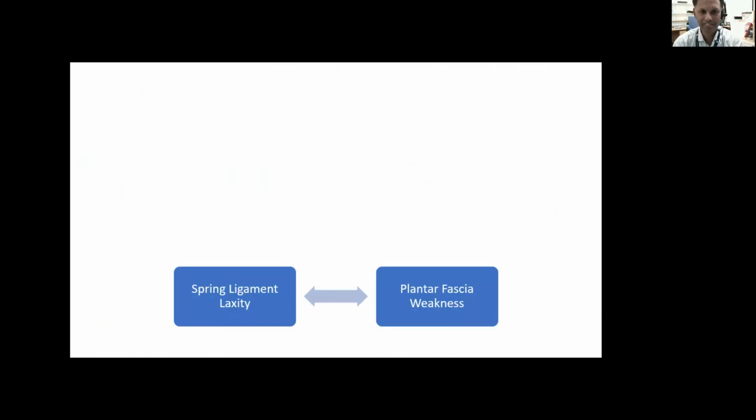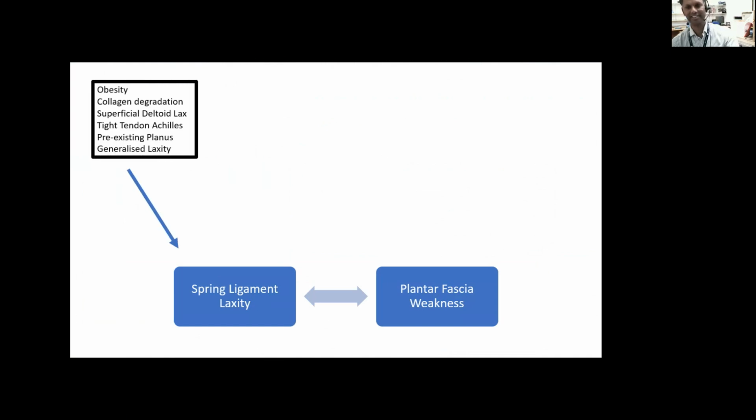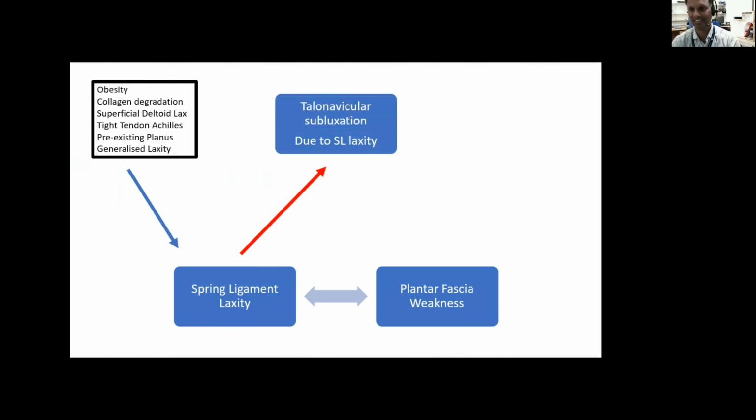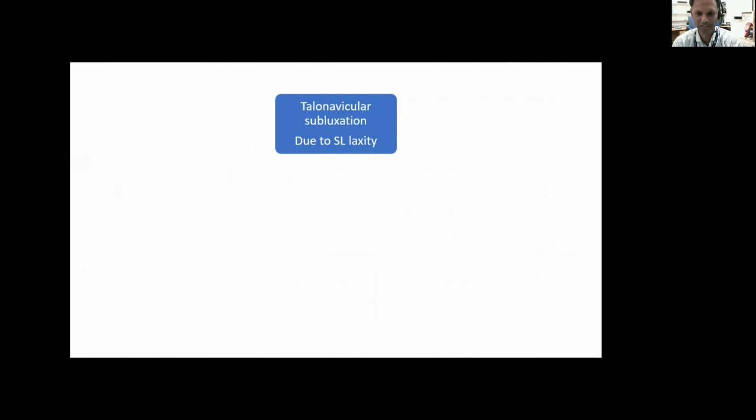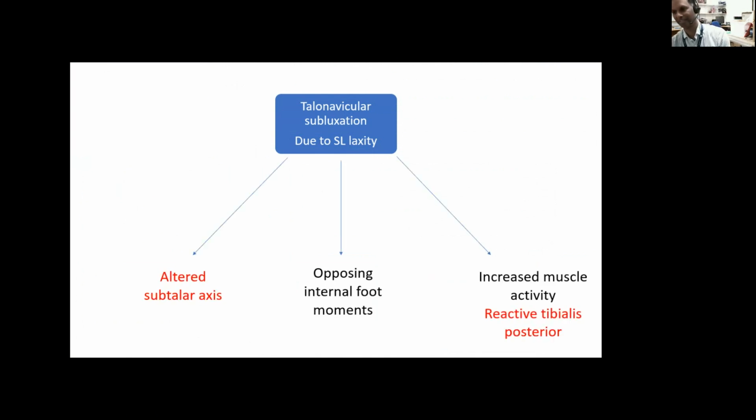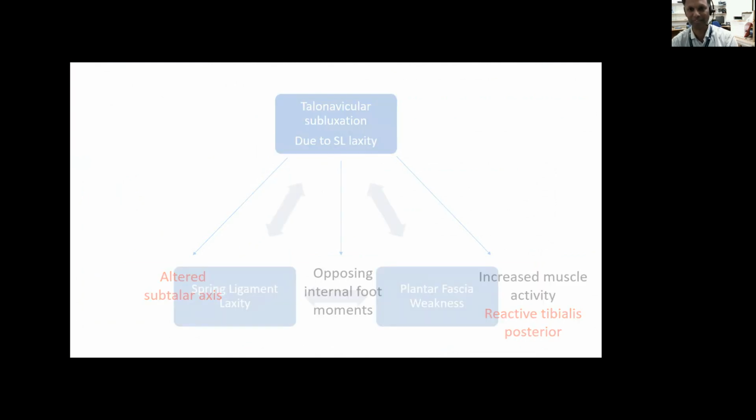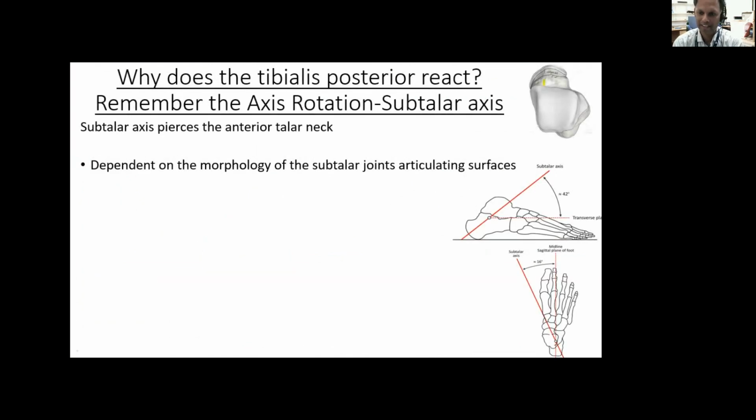But really, it doesn't matter whether it's the plantar fascia that becomes weak or the spring ligament becomes lax. Pressure on that spring ligament with these extrinsic pressures will ultimately result in talonavicular subluxation, which will then generate an altered subtalar axis, opposing internal foot moments, and increased reactivity of muscles. In particular, the tib post is the one we go for. And why does the tib post react?